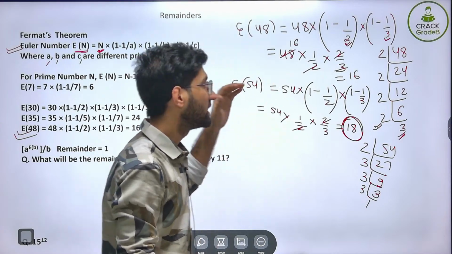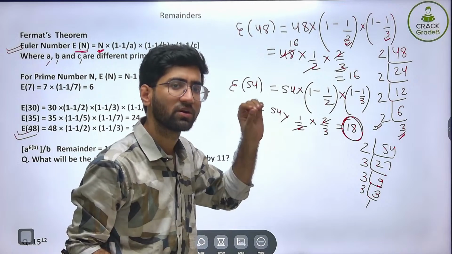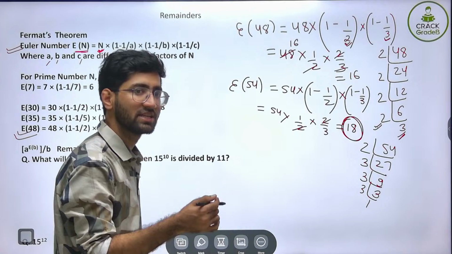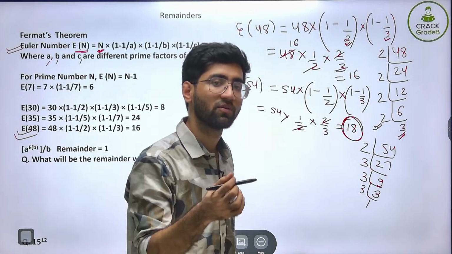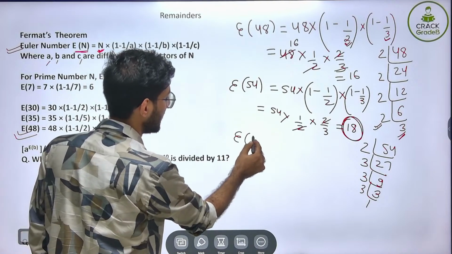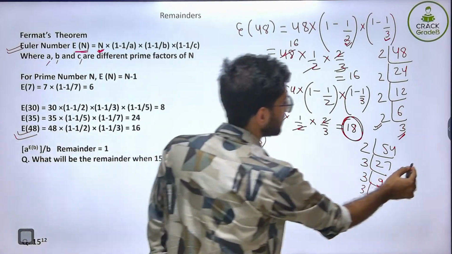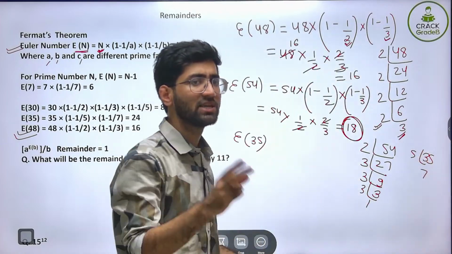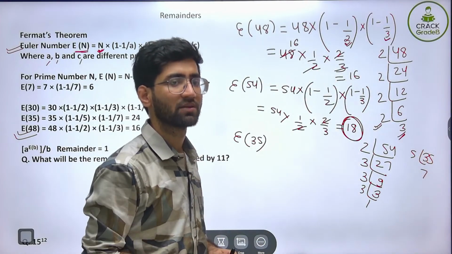So hopefully you have learned something about finding the Euler number. Let us find a few more Euler numbers so that you will never have to learn about finding the Euler number again. If I ask you what the Euler number of 35 is, if you do the prime factorization of 35, you will see only two prime numbers. Those prime numbers are 5 and 7.